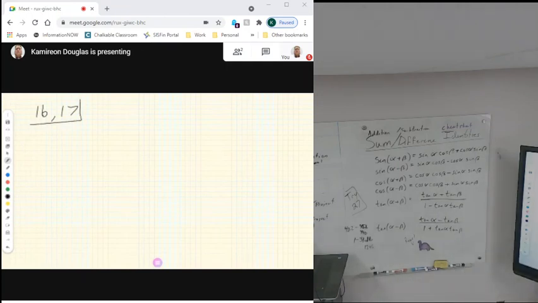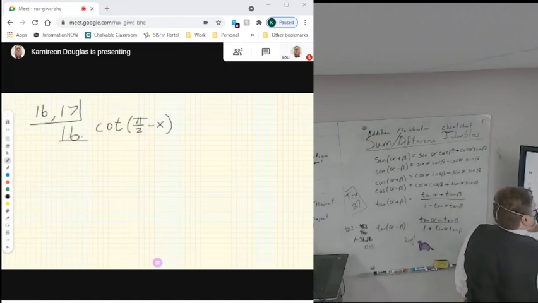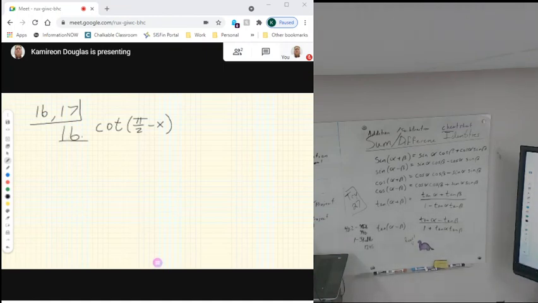16 says cotangent of pi over 2 minus x. Not cosine. Cotangent of pi over 2 minus x. Right, 16. And it says in the problem too, simplify the given expression. I'm again going to use the tangent function, its cofunction version, to write this problem out.